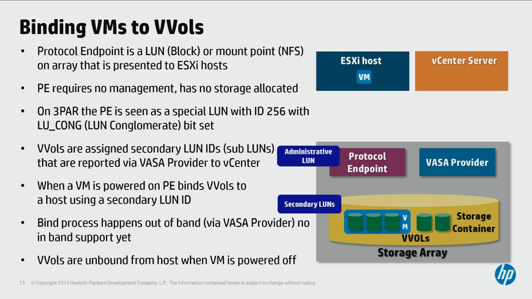It's called a LUN conglomerate bit, and what that does is essentially act as an administrative LUN that the Protocol Endpoint interacts with. Then under that we have sub-LUNs, and those sub-LUNs are what are assigned to the individual VVols. In our case with 3PAR, we assign that LUN an ID of 256, one above the 255 LUN limit that ESXi has today. Once you power on the VM, that VM gets bound to those individual virtual volumes, and all that sub-LUN or secondary LUN information gets funneled up through the VASA provider. I think I have an illustration here that'll show you how that all works.